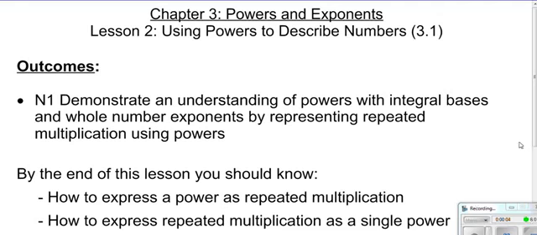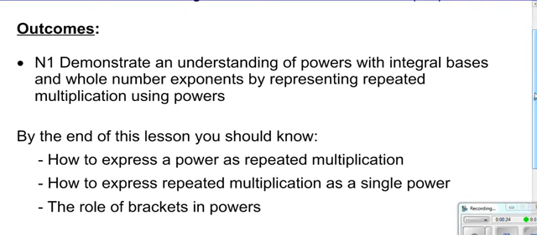All right, this is chapter 3, Powers and Exponents, and your second lesson, using powers to describe numbers. We're going to continue to work on understanding what a power is, what a base is, and what an exponent is. And we're going to continue working on repeated multiplication and representing values as a single power. But we're also going to add in some negative integers and brackets. And so by the end of today, you should know why brackets are used with powers and how using brackets can impact the value of a power.